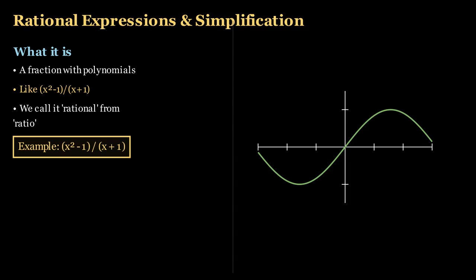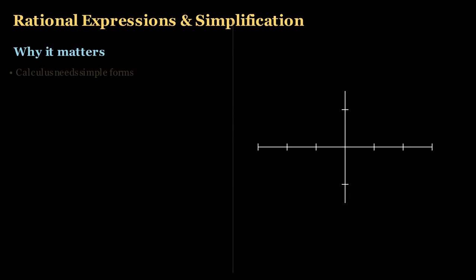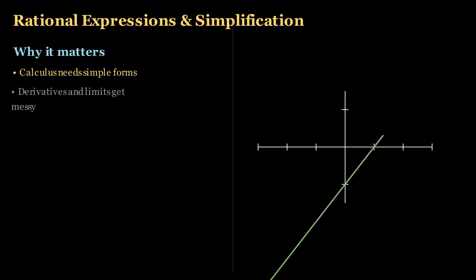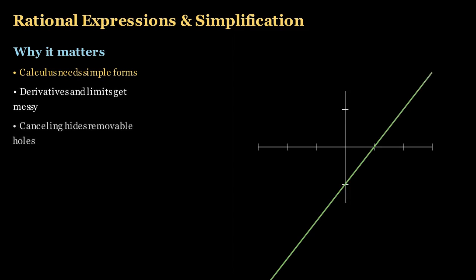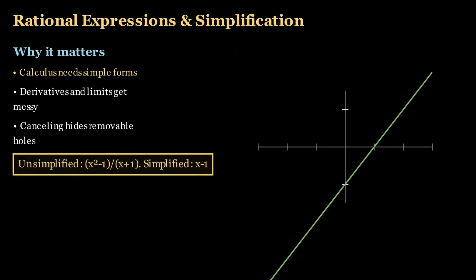In calculus, you constantly take derivatives and limits of expressions. If you leave a rational expression unsimplified, the algebra becomes a tangled mess. For example, the derivative of x squared minus 1 over x plus 1 is much harder to compute in its original form. Simplifying first reveals that it's actually just x minus 1, almost everywhere. This also shows you something subtle. The original expression has a tiny hole at x equals -1, where it's undefined, but the simplified line is defined everywhere. Understanding this hole is crucial for limits later.